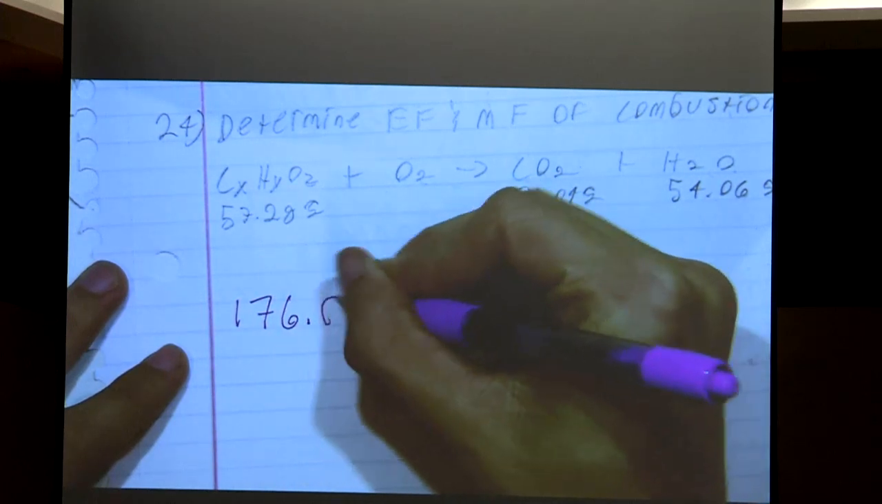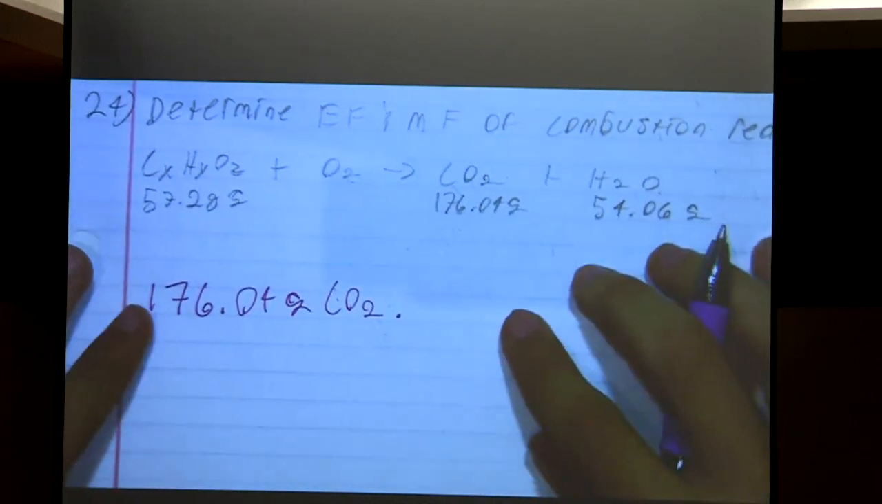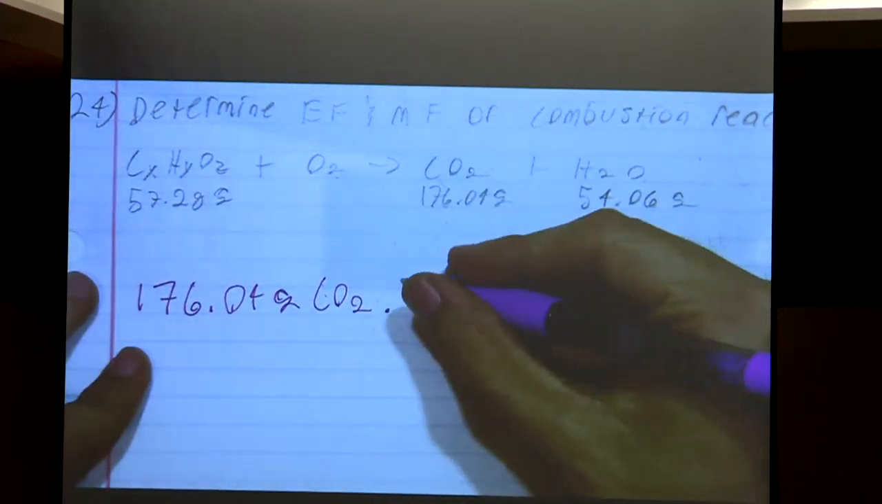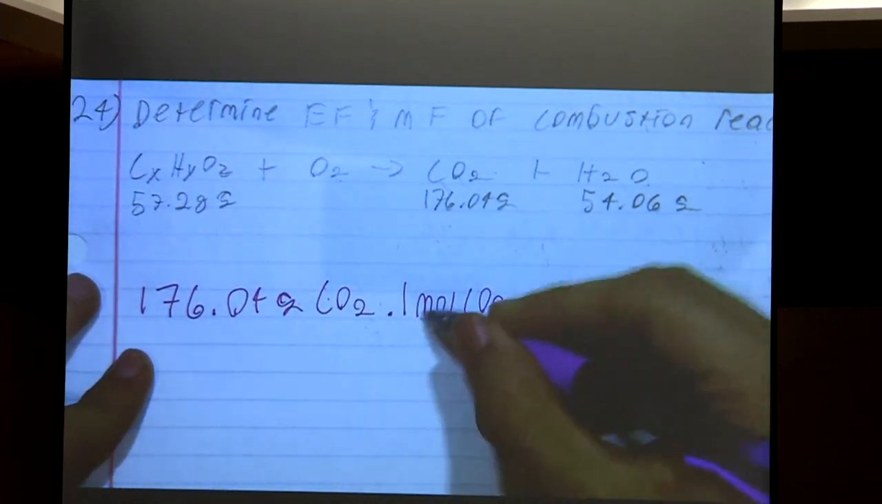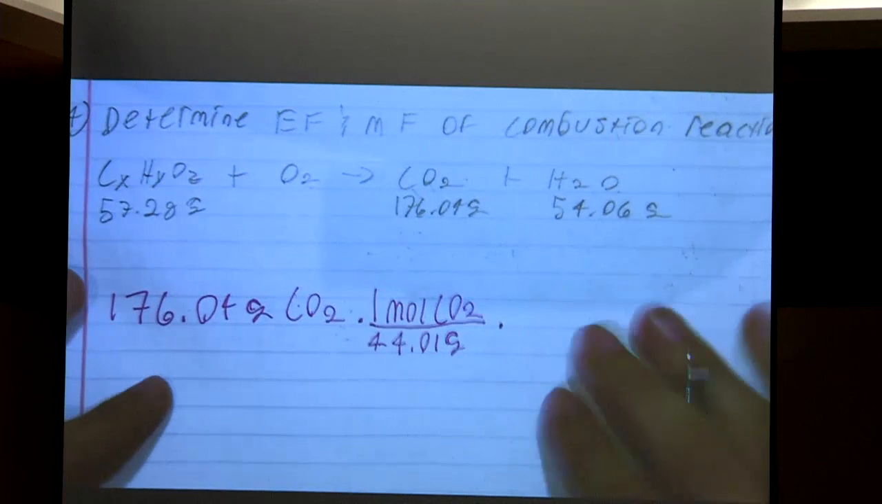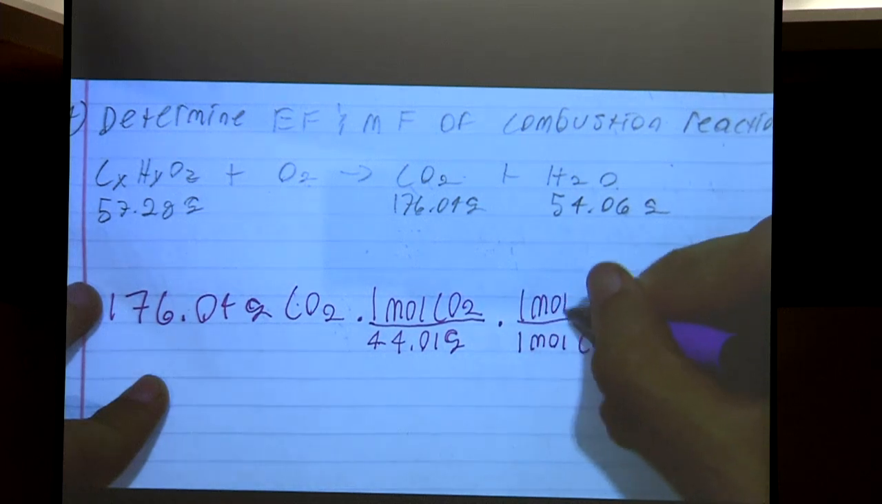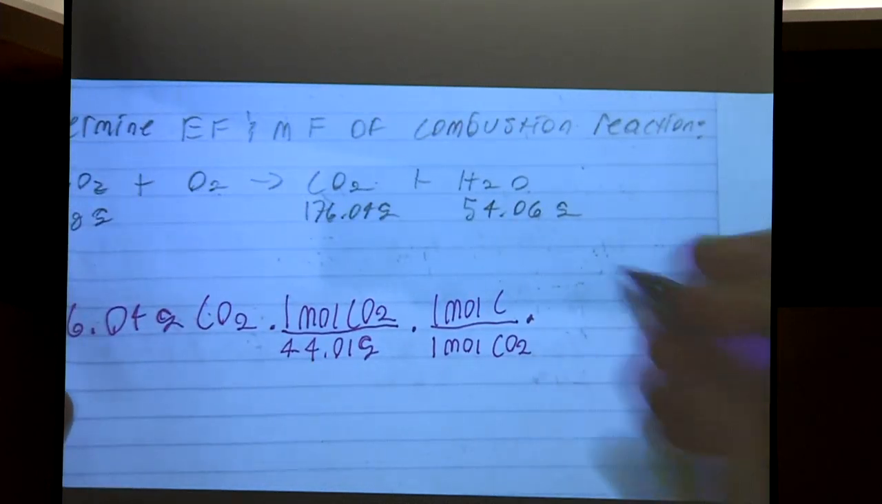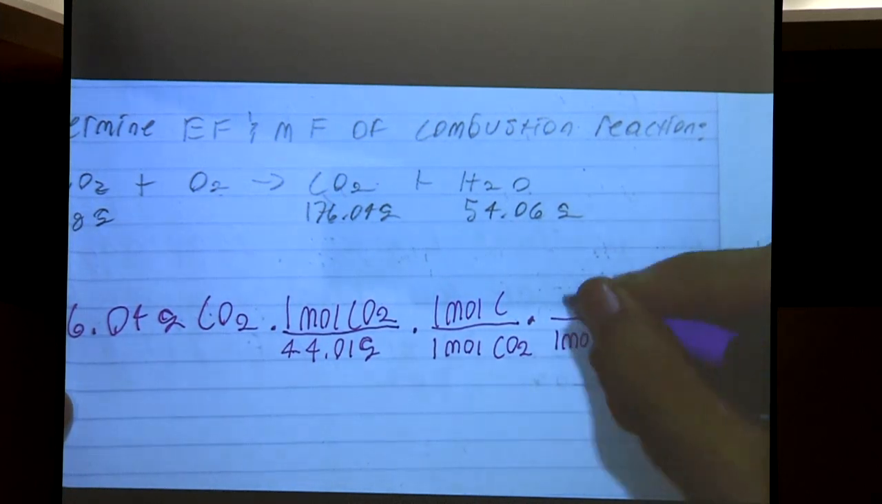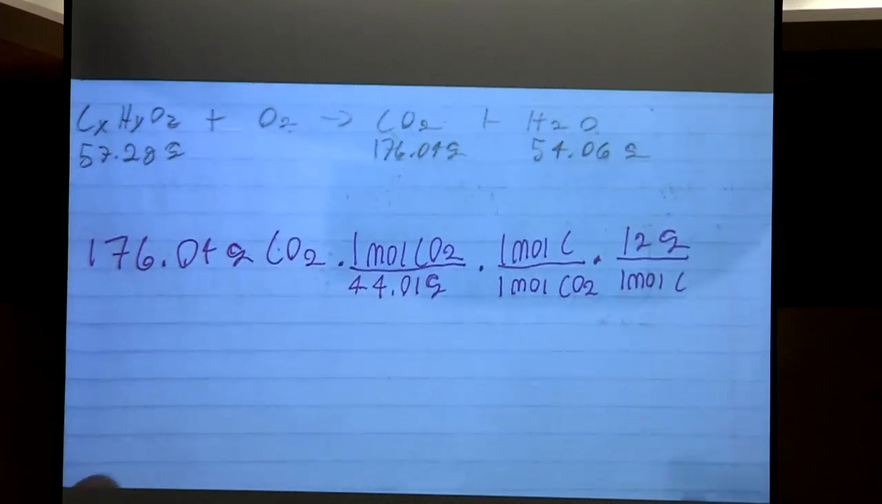So 176.04 grams of carbon dioxide. I'm converting to grams of carbon. So 1 mole of CO2 is 44.01 grams. And in 1 mole of CO2, I've got 1 mole of carbon. And then finally, in 1 mole of carbon, I've got 12 grams. So that gives you 48 grams of carbon.